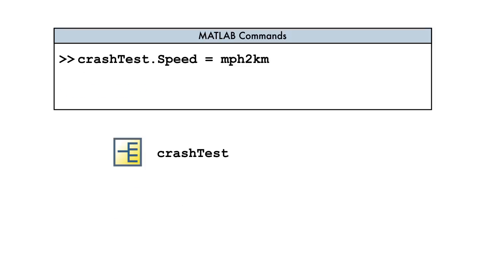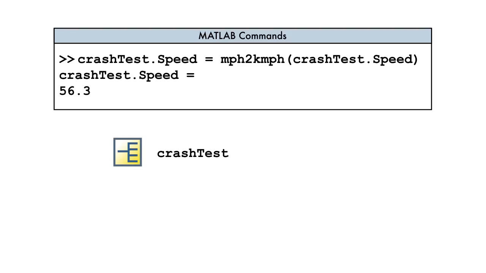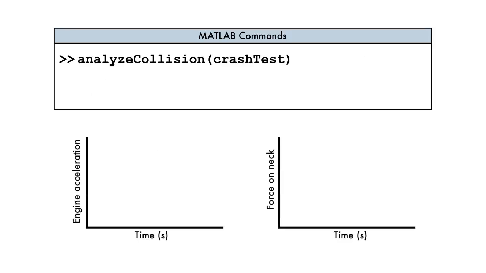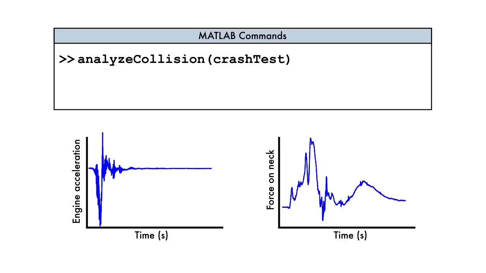Let's say we needed to modify the field speed to convert the units from miles per hour to kilometers per hour. We accomplish this task by providing the data stored in the structure field, as with this command. Finally, let's pass the entire structure as input into a function, giving the calling function access to all the data stored in the structure without entering each variable separately.